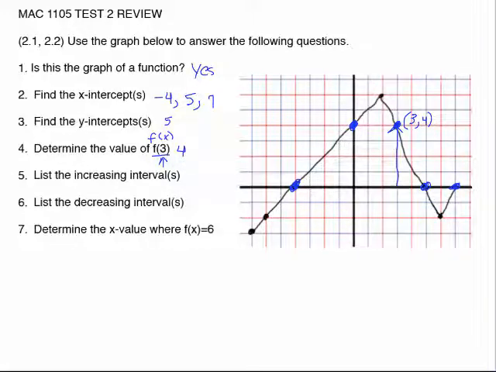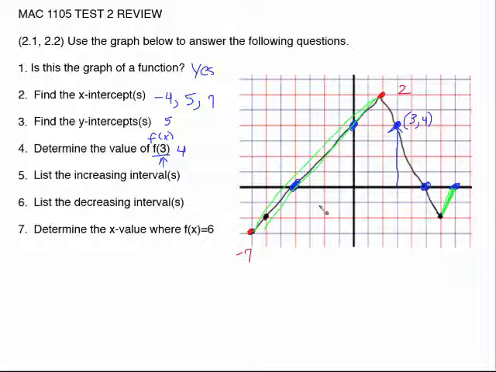Increasing interval refers to the graph going up. Increasing is like the roller coaster. It's going up. It's also going up here. Now remember, when you're naming increasing and decreasing intervals, you need to name them in terms of x values. So the x value right here is 1, 2, 3, 4, 5, 6, 7. This is -7. And the x value right here is 2.